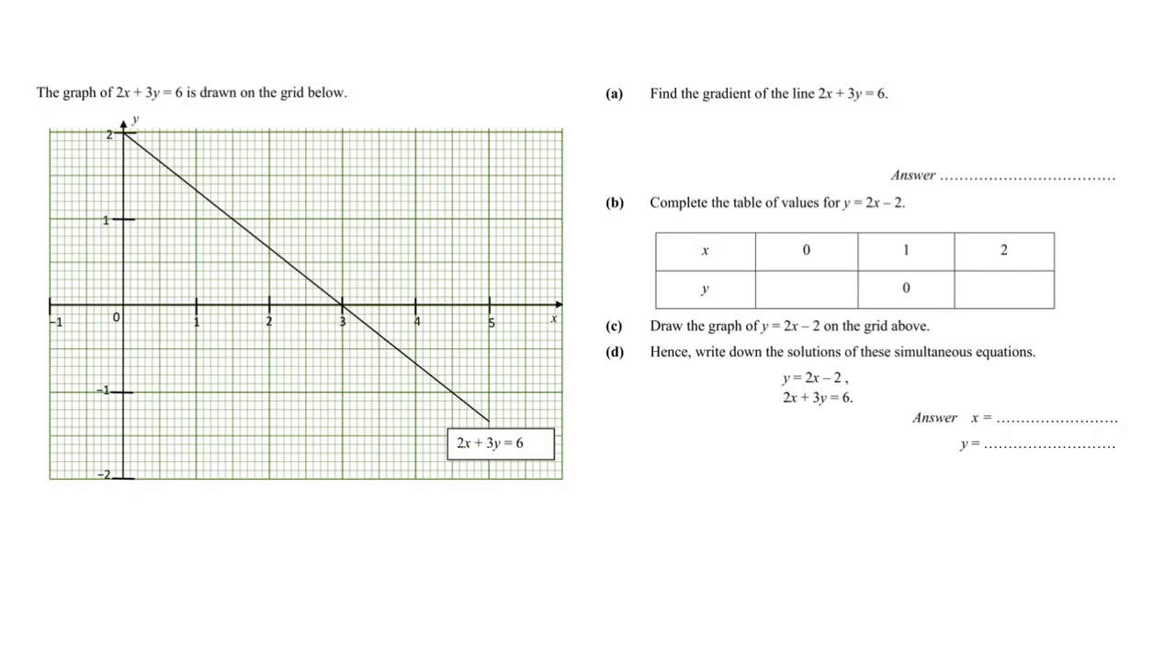Hello everyone, welcome to this question where we are given the graph of 2x plus 3y equals to 6 already drawn for you. The question now is, how can we find the gradient of this line 2x plus 3y equals to 6? Well, since they give me this graph, I could actually tap on my knowledge of gradient.